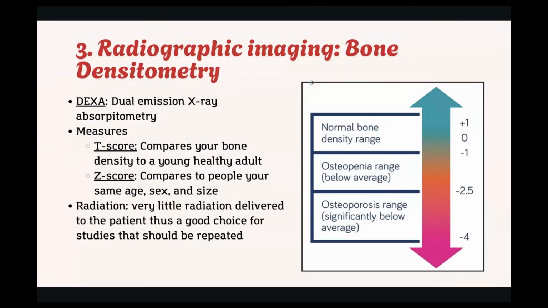The DEXA scan is a very important scan for osteoporosis. So osteoporosis, DEXA scan. What it measures are two scores. We have the T score and the Z score. The T score compares your bone density to a young, healthy adult.